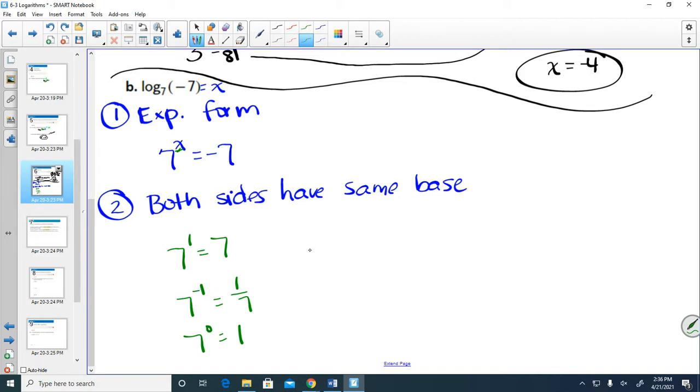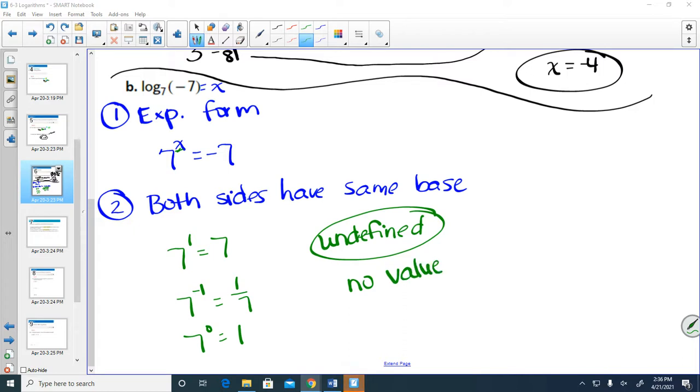So this expression would be undefined. And it's undefined because no value of x would give an expression equal to negative 7.